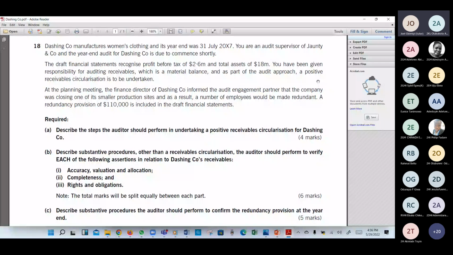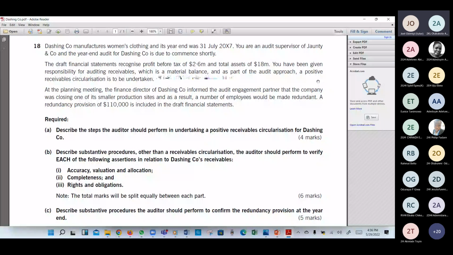Now, because of this limitation with negative circularization, it's not always used in an audit, right? And the ISA only allows you to use it when, number one, the risk of material misstatement over receivables is very low, and number two, there's no reason why you feel like the customer will not want to respond. Because the problem with positive circularization is that you're going to assume that if the customer does not respond, it means that the customer is happy with the balance.